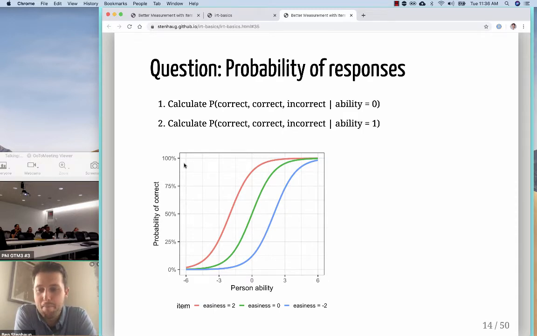I'll give you a minute to think on your own, because I want to keep going. But just to be sure we're on the same page: this correct corresponds to this item, this correct corresponds to this item, and this correct corresponds to this item. Think for 30 seconds or a minute about what is the probability of these three responses for a person with ability zero. And then you can update and think it through for a person with ability one.